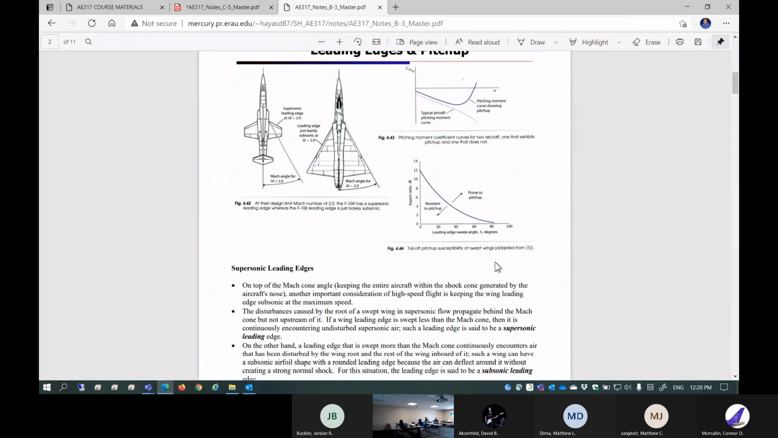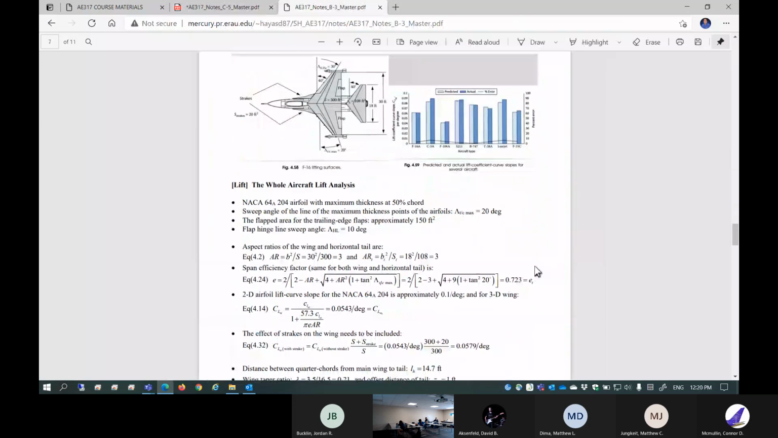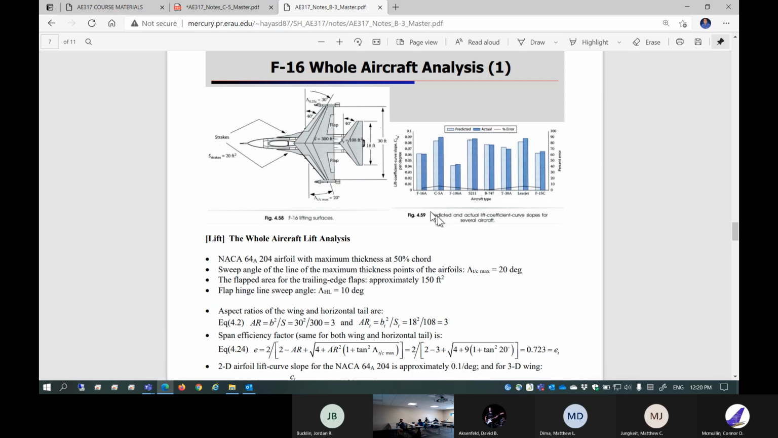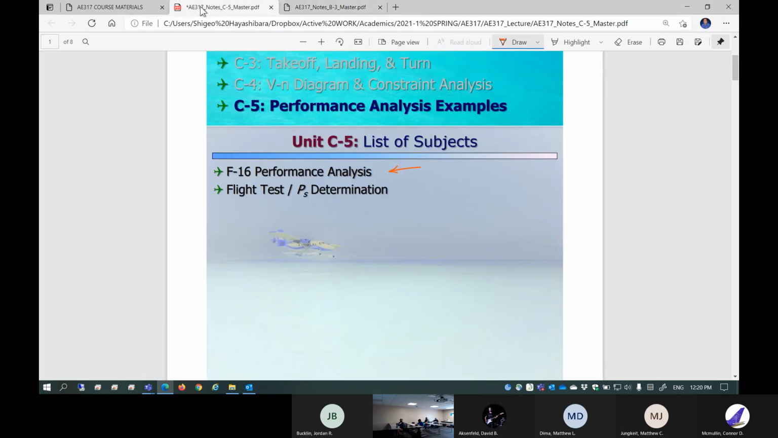So Unit B3, as an exercise, you actually did computation of F16 whole aircraft analysis. This is partially done by X-Flyer 5, partially done by your hand, and you compare them together. This is the hand calculation results. This is X-Flyer 5 results. You did it and then reported on the Phase 2B project. So this is based on Unit B3 F16 whole aircraft analysis. Lots of aerodynamic information is coming from here. So this is based on B3, which is aerodynamics.